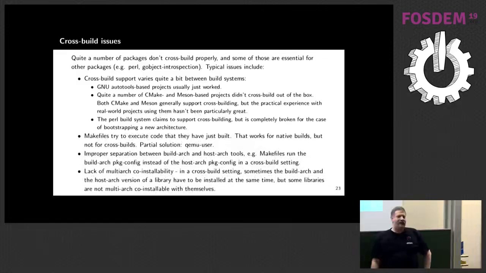Another common problem is generators. Makefiles sometimes compile code, which they then execute to generate further source code. That works on a native build, so if the compiler is running on a PC and the binary I'm creating is for a PC, no problem with that. But in the cross-build setting, I'm running a compiler on a PC but generating code for RISC-V, and the PC cannot just execute the RISC-V code. So that does not work.